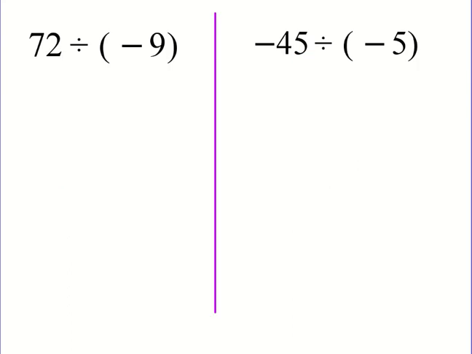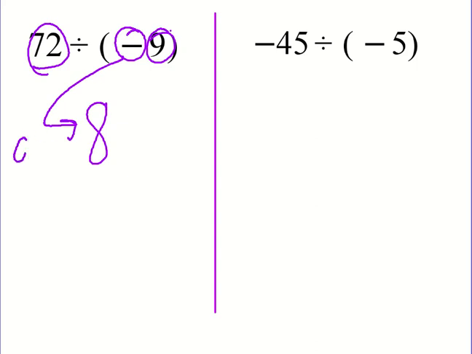Remember, we just take 72 divided by 9. That gets me 8. And then remember, I have one negative, so that's why it tells me to take the opposite. And that's why we get -8. Also, they're different signs, so that's why it was negative.